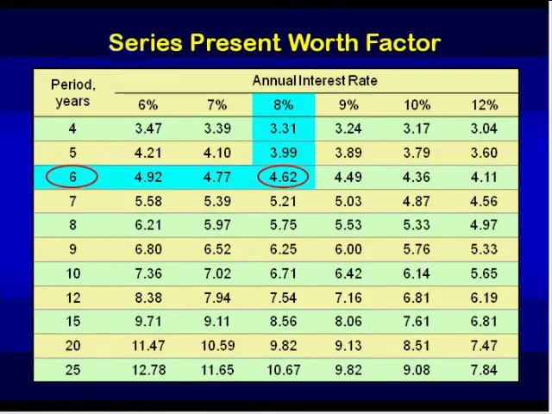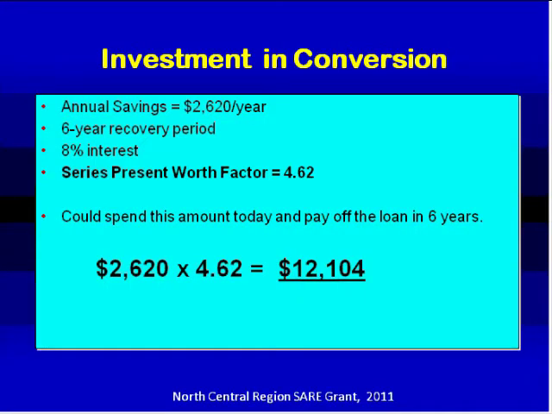So as we look at this, in my example, I'm using 8% interest, and I want to repay this in a 6-year time frame. Obviously, when you're doing these kinds of things, you'll be working with the producer and utilizing the numbers that they may be working with, and so you would have to enter this table to get the right factor for their conditions. But using 4.62, we multiply our 2,620 by 4.62, and you can see here that we're going to generate the savings that would be equivalent to a payment today of $12,104.